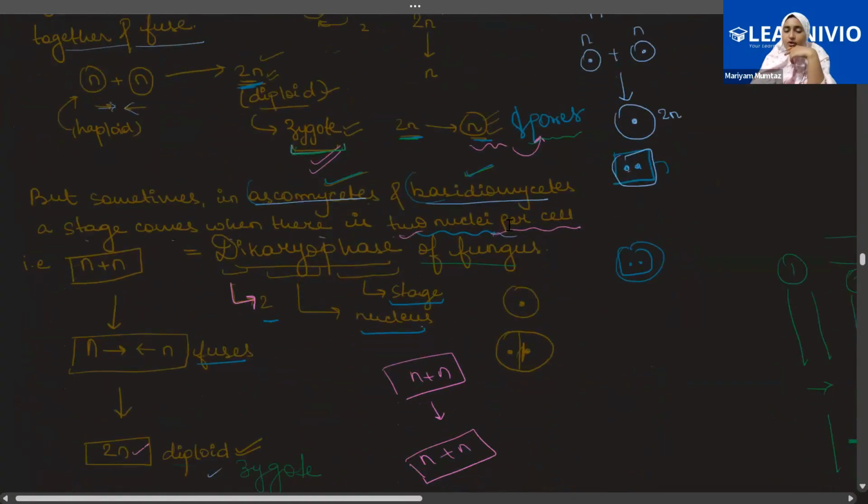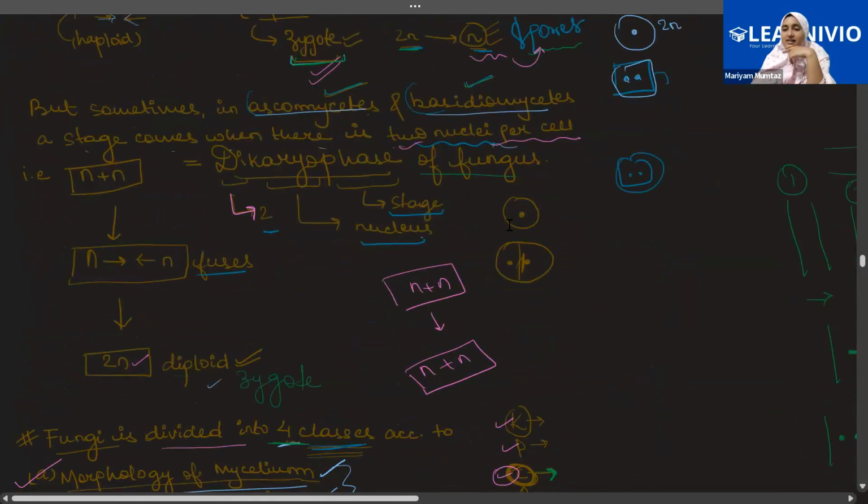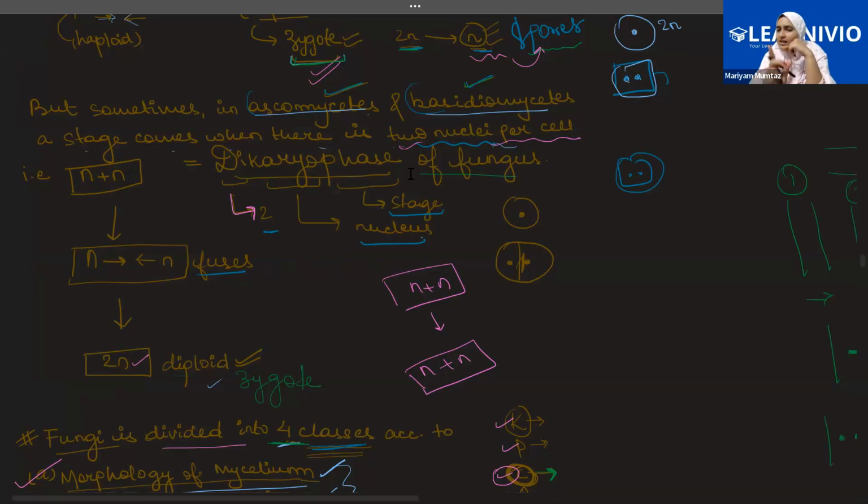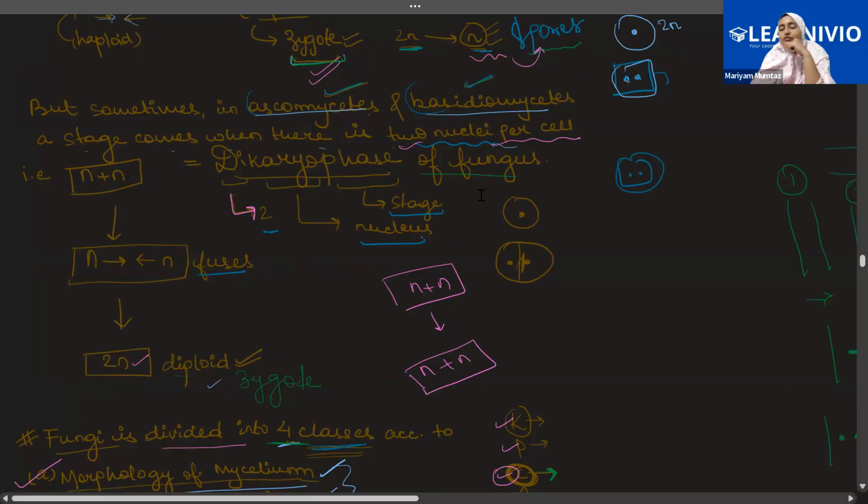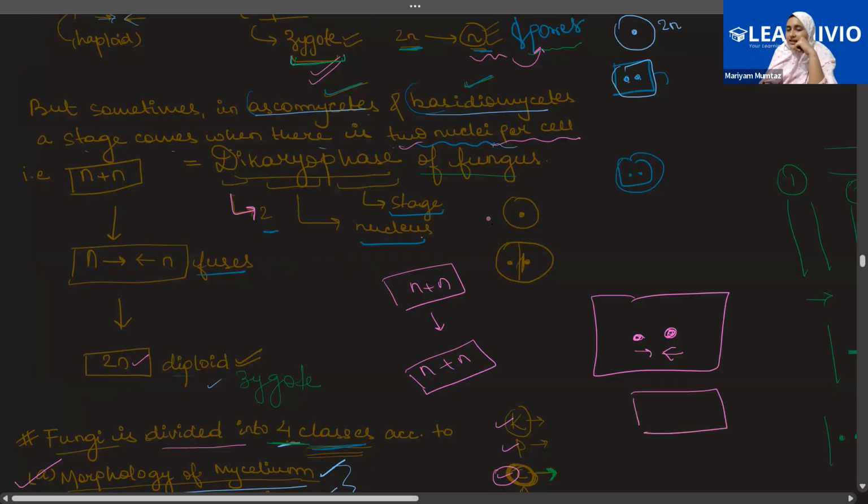But sometimes in ascomycetes and basidiomycetes, meaning the 2 groups of fungi, there comes a stage wherein one cell has 2 nuclei. Normally, one cell is supposed to have 1 nucleus, but sometimes one cell has 2 nuclei, and that case is a dikaryophase. It is a short duration of time for which one cell will have 2 nuclei. But after that, these 2 nuclei will fuse and form one cell with 1 nucleus, that is diploid. Clear?